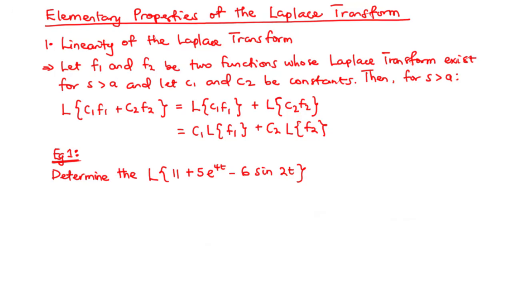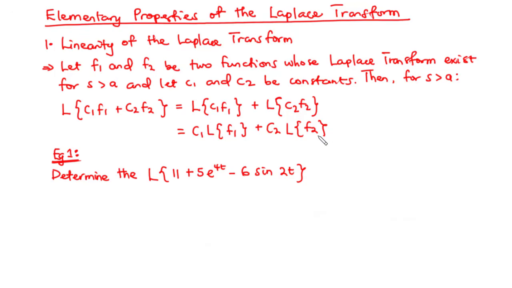Let f1 and f2 be two functions whose Laplace transform exists for s greater than a, and let c1 and c2 be constants. Then for s greater than a, the Laplace transform of c1 f1 plus c2 f2 is equal to, so basically we are going to split this function into two pieces, so that we have the Laplace transform of c1 f1 plus the Laplace transform of c2 f2. Now, because c1 and c2 are constants, basically we can pull them out so that we have c1 times the Laplace transform of f1 plus c2 times the Laplace transform of f2.